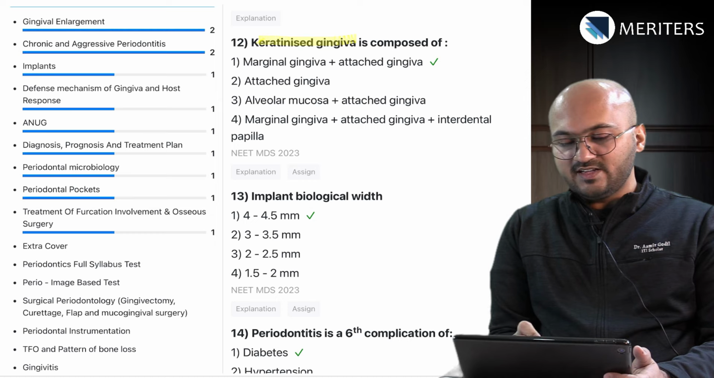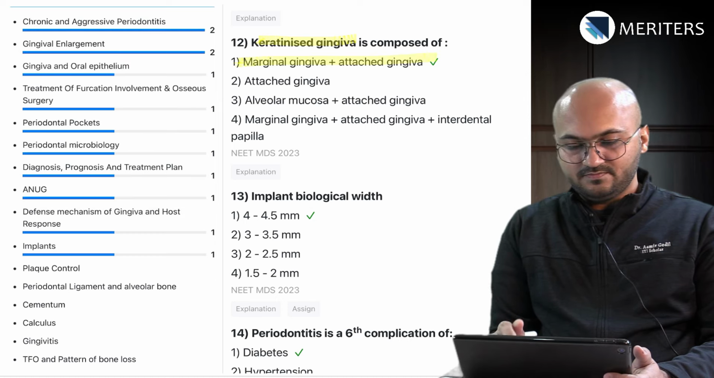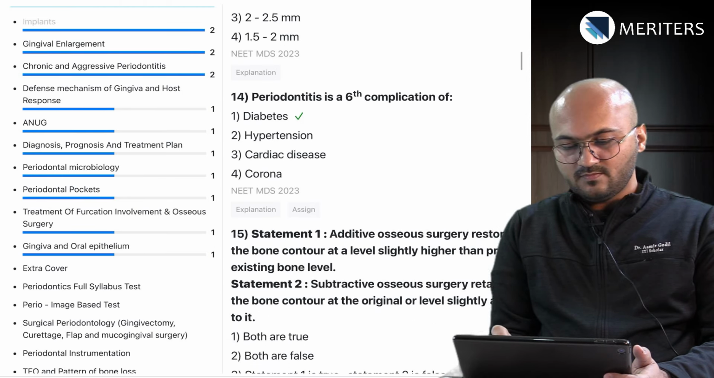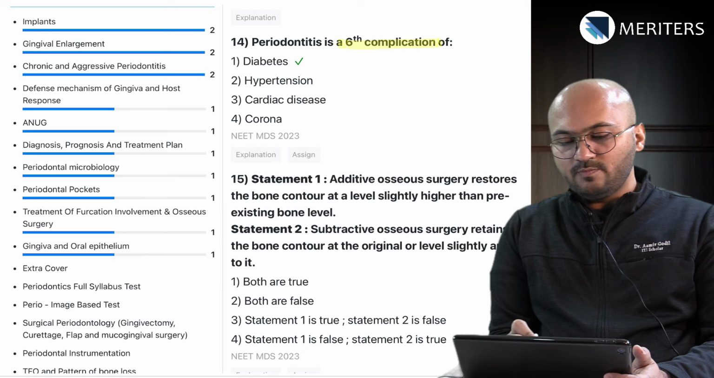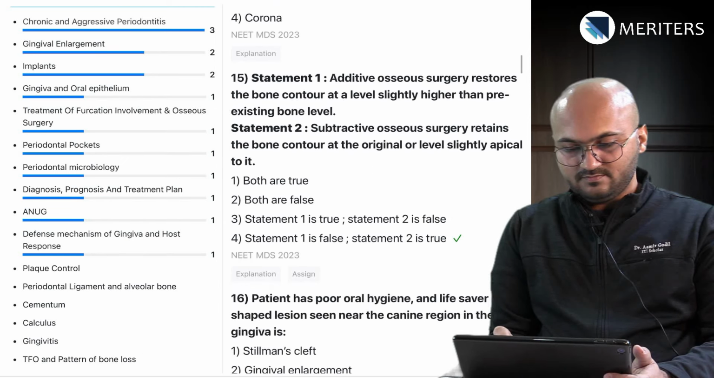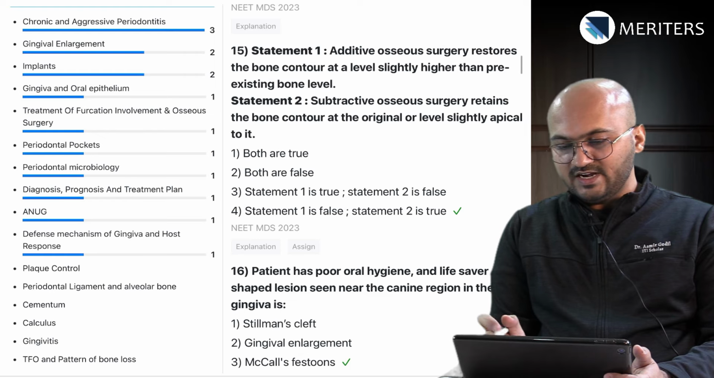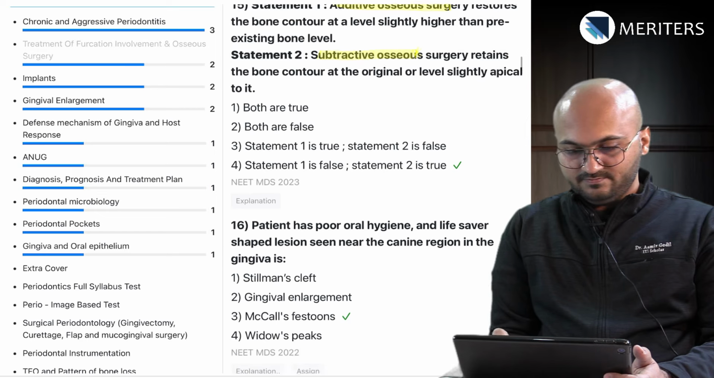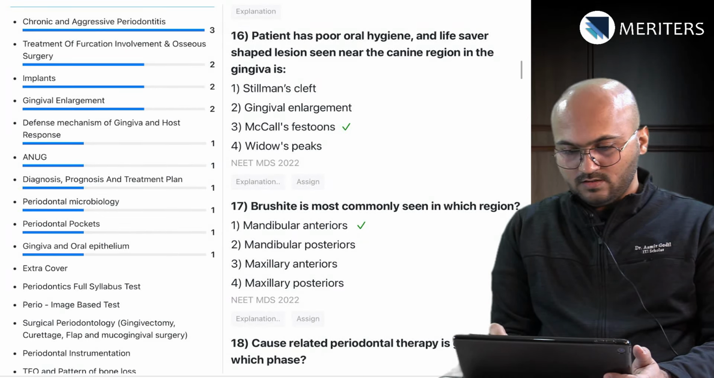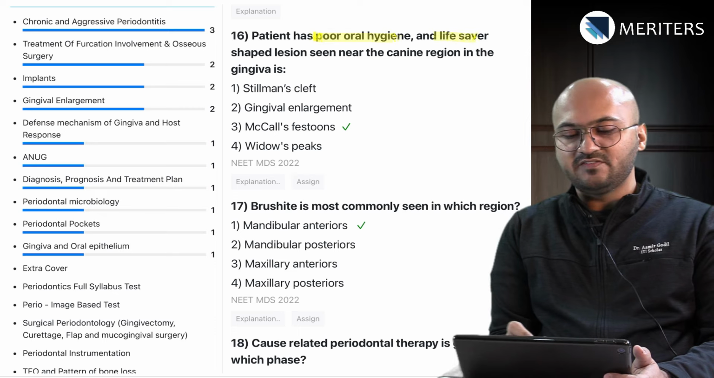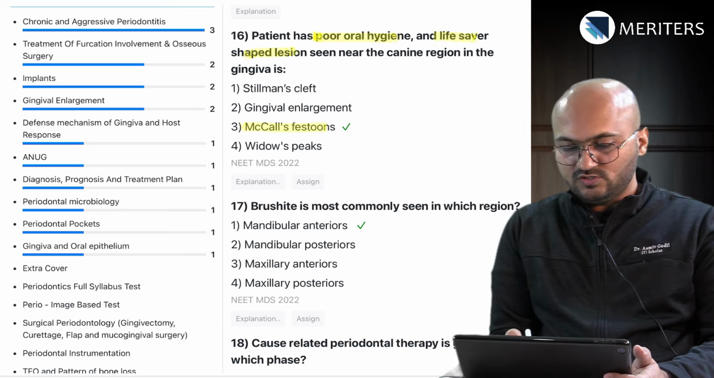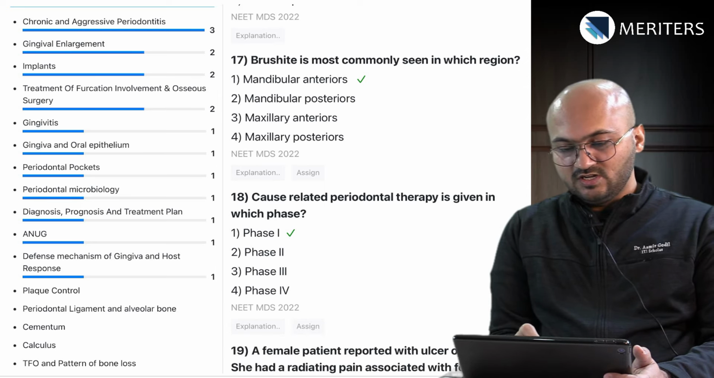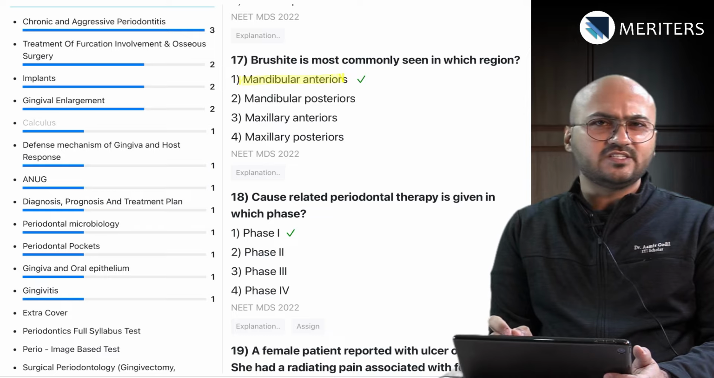The keratinized gingiva is composed of marginal and attached gingiva. Value of biologic width around implant. Periodontitis is the 6th complication of diabetes. Two statements regarding additive and subtractive osseous surgery and to see which one is true or false. Patient has poor oral hygiene and has lifesaver shaped lesions. These are McCall's festoons. Bruchite is most commonly seen in which region? So that's mandibular anteriors.